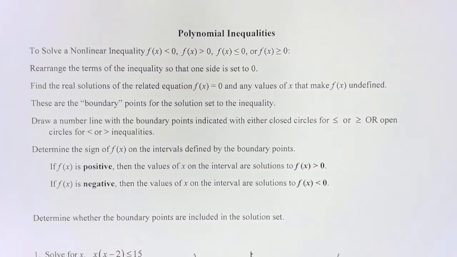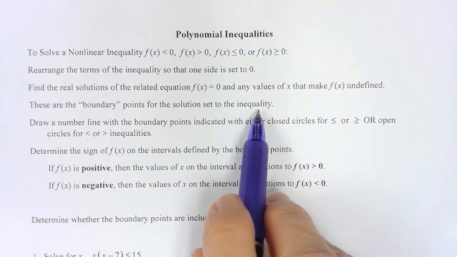Polynomial inequalities. To solve a nonlinear inequality where f of x is less than 0, f of x is greater than 0, f of x is less than or equal to 0, or f of x is greater than or equal to 0, we have to rearrange the terms of the inequality so that one side is set to 0. Find the solutions of the related equation f of x equals 0 and any values of x that make f of x undefined. These are boundary points for the solution set to the inequality.